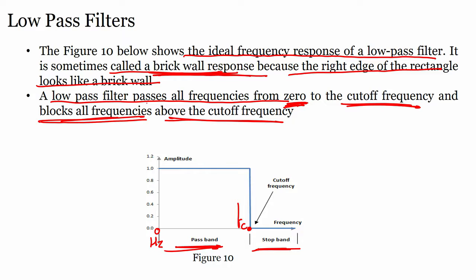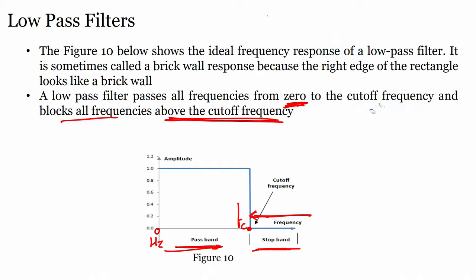So a low pass filter passes all frequencies from 0 to the cutoff frequency and blocks all frequencies above the cutoff frequency. This is the case when we are talking about low pass filters. Low pass filter, or high cut filter, remember.